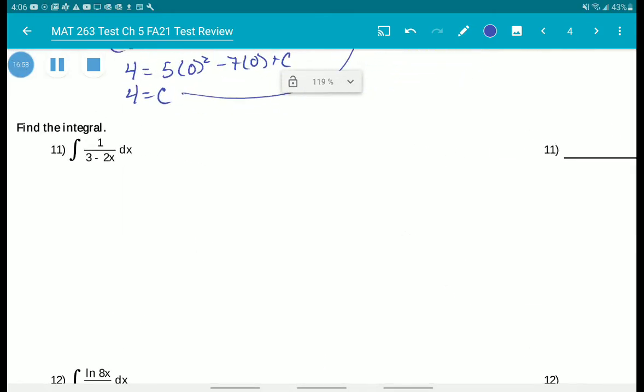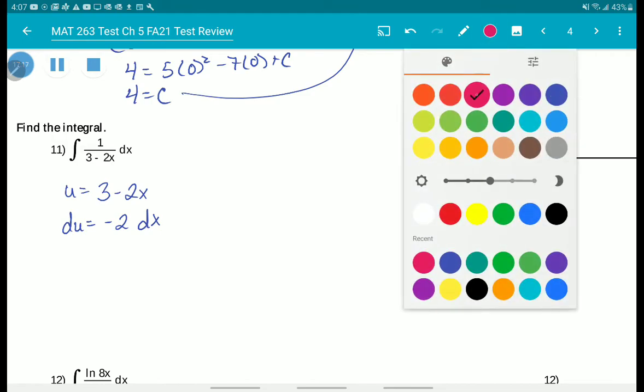Okay, let's look at 11. We want to find the integral. Let's do a u substitution again. We don't have a rule for this, so a u substitution is a good place to start. I'm going to let u be that denominator. So the derivative of that would be minus 2 dx.